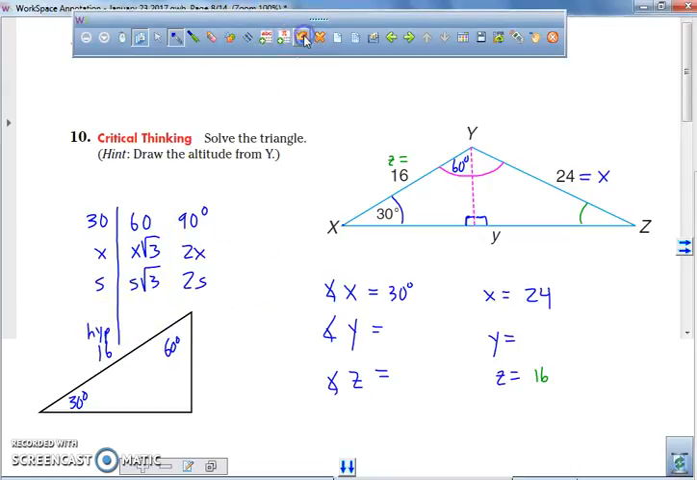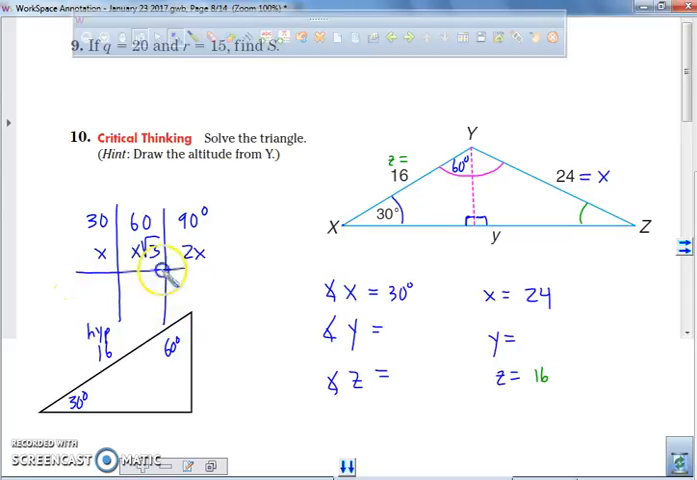So if you were to make a little table right now, our hypotenuse has a side length of 16. 2 times what is 16? 2 times 8. 2 times 8 is 16.